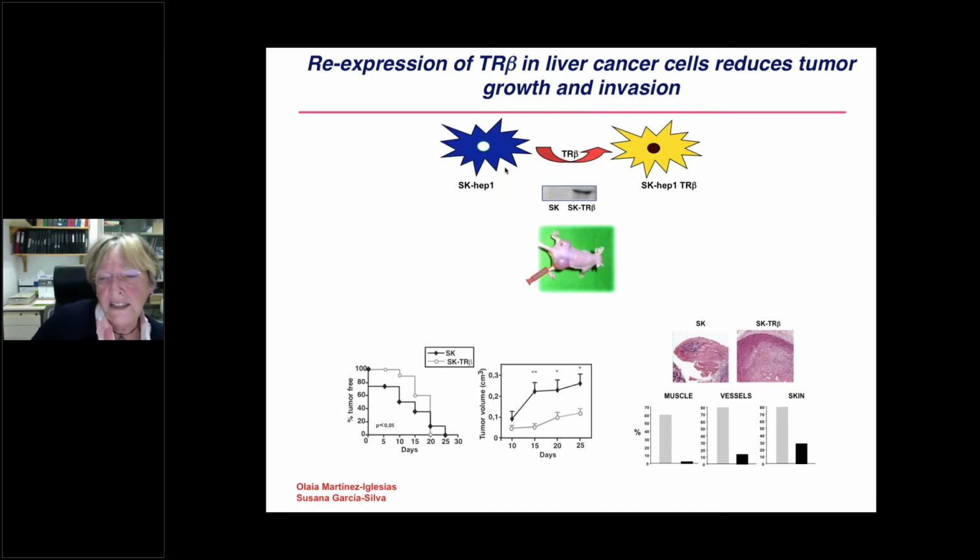And also very interesting, the morphology of these tumors was very different, because the tumor formed by the parental cells are very infiltrative. They infiltrate, most of them, muscles, vessels, and the skin. However, TR beta expressing tumors were much more compact, and they were surrounded by a type of silver capsule, and infiltration of muscle, vessels, and skin was very strongly reduced.